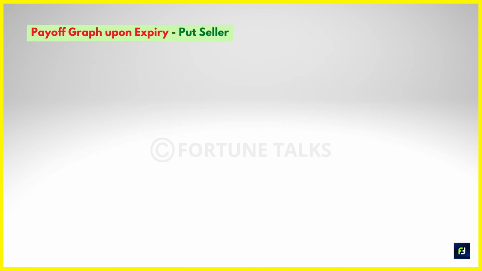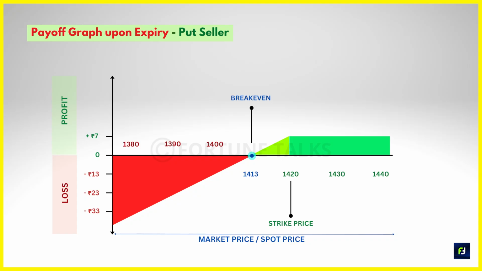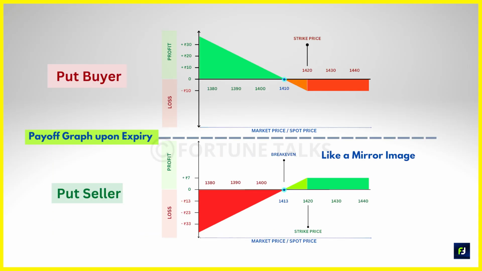With that being said, let's plot the put option seller's payoff chart. We will use the P&L table for this purpose. This is how the chart would look. Just like I have mentioned, the put option seller's P&L payoff chart looks like a mirror image of a put option buyer's P&L payoff chart.